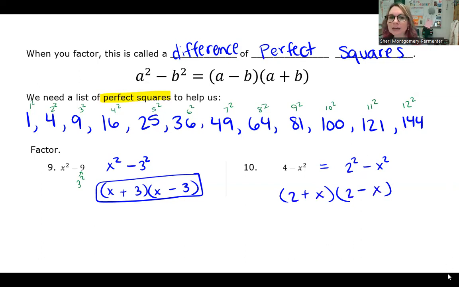So when you are factoring a difference of perfect squares, the x doesn't always have to be first. It's just whatever is written first. And because it's subtracting, the order matters. So you have to put the first thing first.